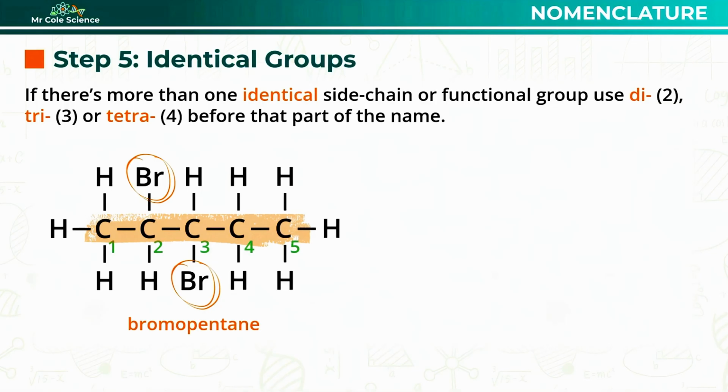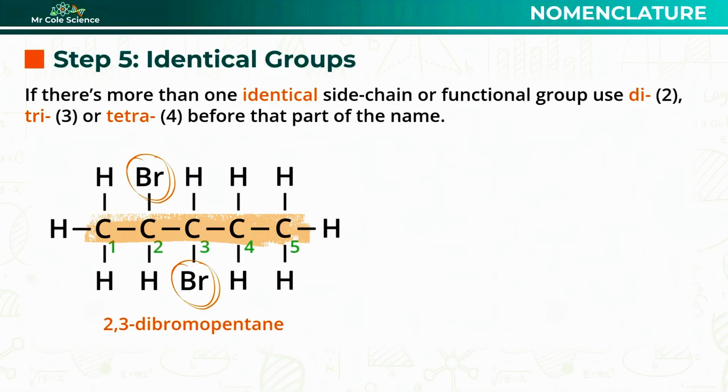Step 4, prefixes. Based on what we've said so far, this would give 2-bromo, 3-bromopentane. But for step 5, I can simplify this and add a di to the prefix. This would give 2,3-dibromopentane. Notice how the locants for each bromine atom are separated by a comma, and there's the hyphen as we change from numbers to letters. This is our full IUPAC name.